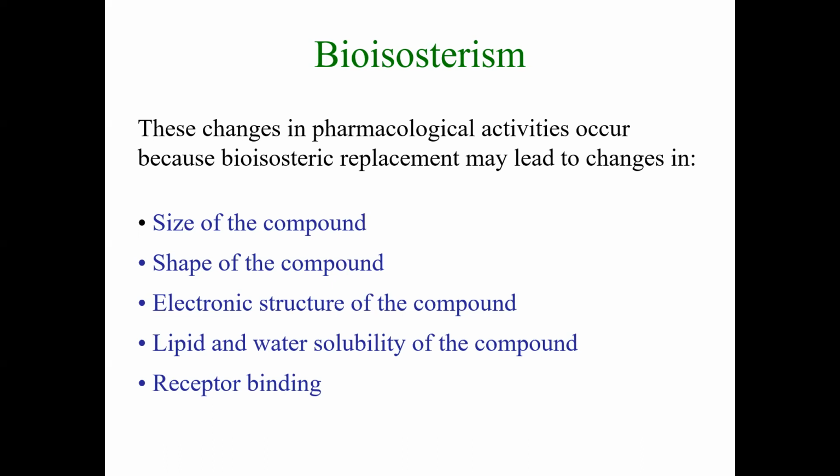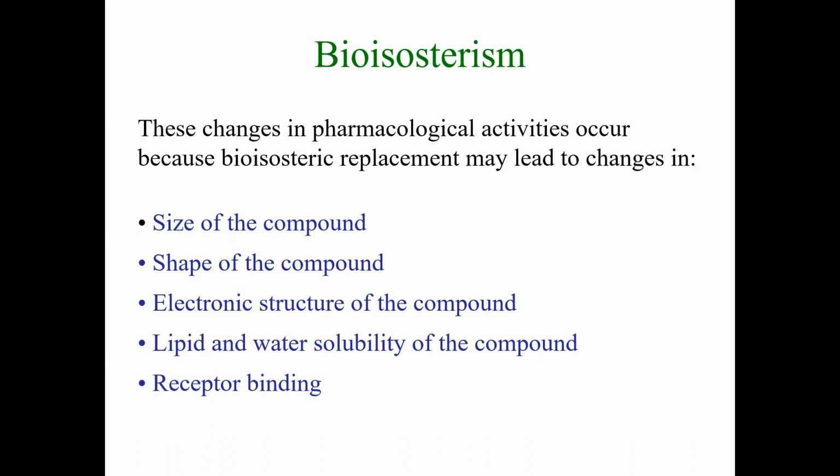The electronic structure of the compound may change. Even though a bioisosteric replacement is just on that one functional group, it may affect the electronic nature of the entire compound. And the electronic nature of the compound may also play a role in its ability to reach the site of action, because highly ionized, negatively charged compounds have a problem with absorption as well. So they may not be able to cross a biological membrane if you change the electronic structure of the compound too much, which will lead to a drop in potency because it won't reach its site of action.